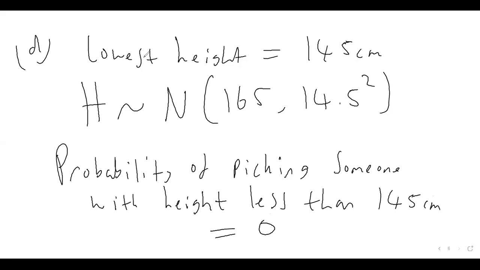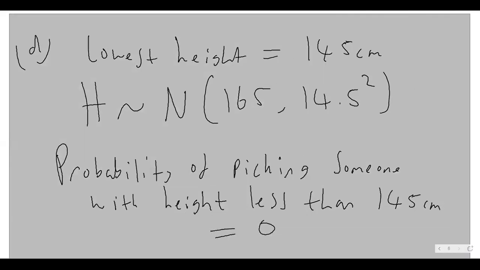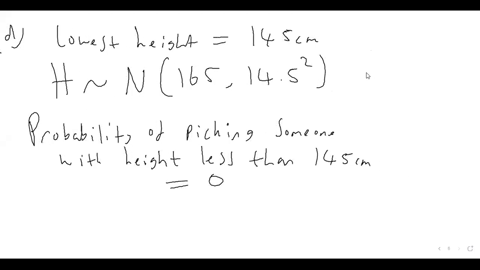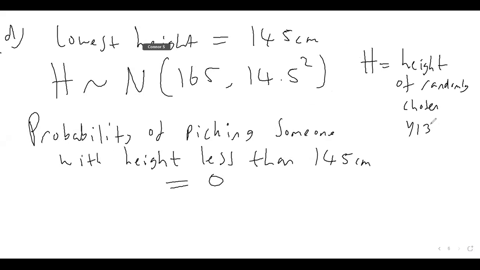So this equals 0. What we want to do is use our normal distribution assumption, this H distribution here. And again, H is the height of a randomly chosen next year's year 13 student, but I just say year 13 student to make my writing not as long. So the probability of picking someone with a height less than 145 centimeters should be 0. But let's now calculate using the normal distribution what that is.